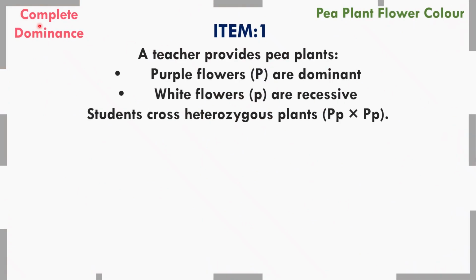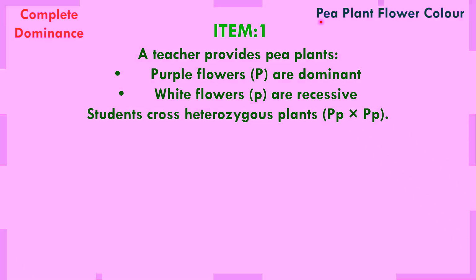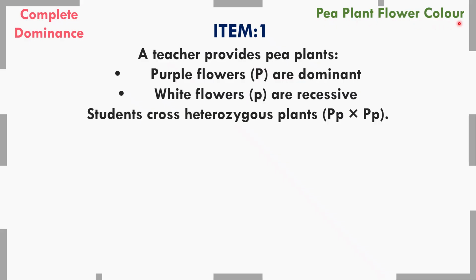We shall start with complete dominancy. Let's emphasize on pea plant flower color. Item 1. A teacher provides pea plants. Purple flower, capital P, are dominant. White flower, small p, are recessive. Students cross heterozygous plants. Capital P, small p, crossed with capital P, small p.